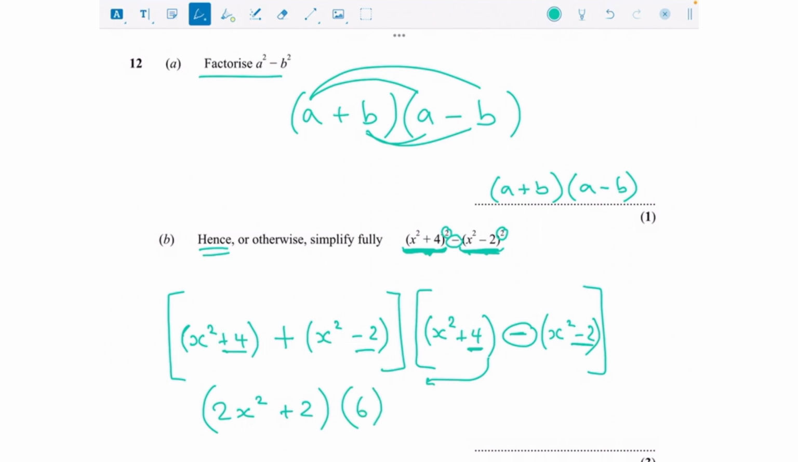So we've got 6 lots of 2x squared add 2, and actually we can say that that is 12x squared add 12, which has a common factor of 12, so let's take that outside a bracket, and it would be x squared add 1 left in the bracket.